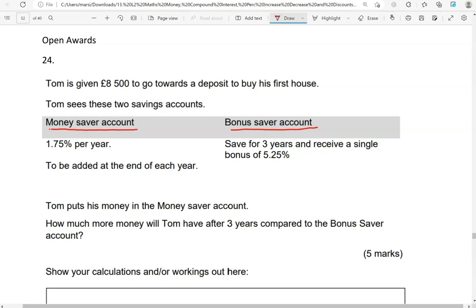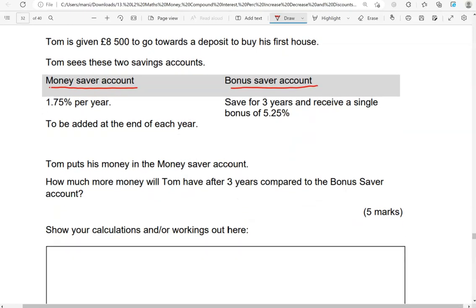3 years at 1.75% each, that is going to be 5.25% at the end of year 3. So let's have a look at the difference. So 8,500 is the investment times the multiplier, so 1.0175, so 1.75% on top of 100 divided by 100, that gives us 1.0175 to the power of 3, because it's 3 years.